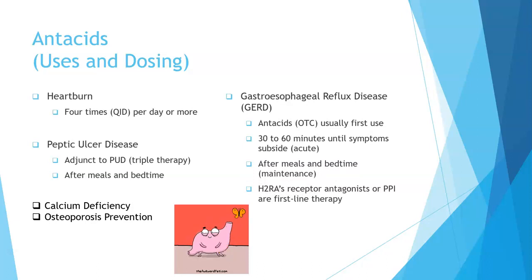The H2 receptor antagonists or PPIs are first-line therapy. And we'll talk about calcium deficiency and osteoporosis prevention. You can also use antacids for those.